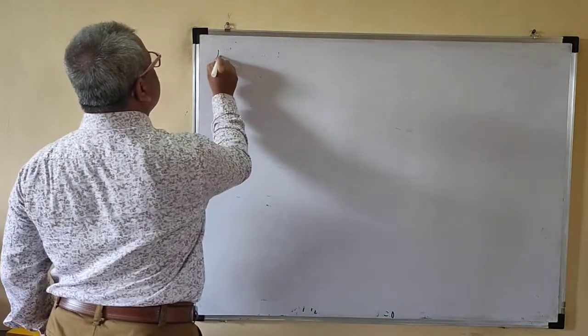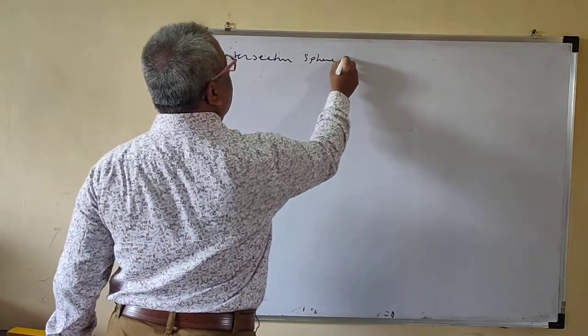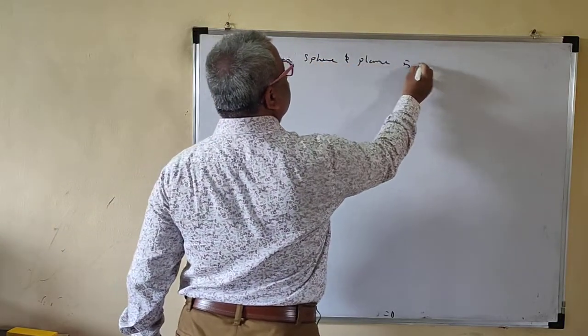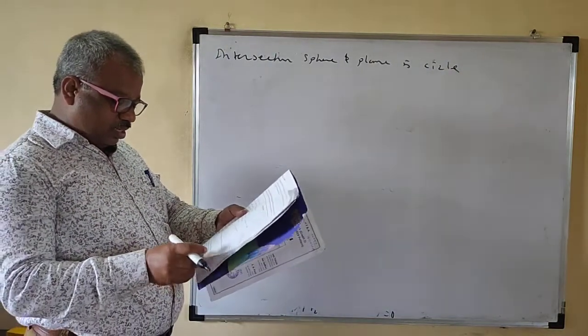Now, the intersection of a sphere and a plane is a circle. Note that.